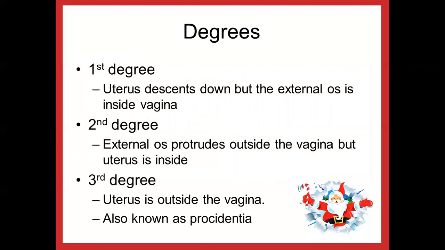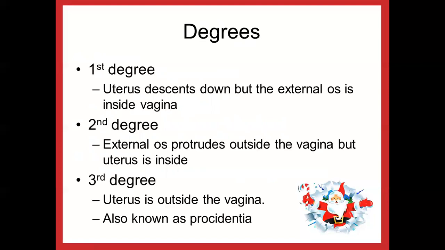In the second degree, the external os is protruding outside the vagina, but the uterus is still inside. And in the third degree, the complete uterus will be outside the vagina, and this condition is also known as procidentia. Okay. So, 3 types are there: first degree, second degree, and the third degree.